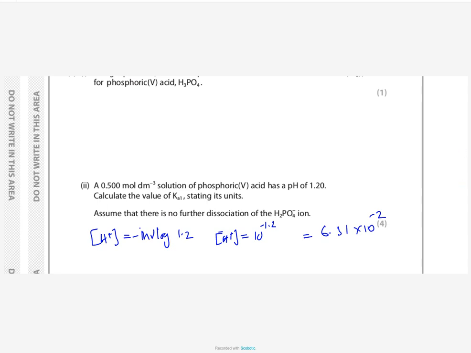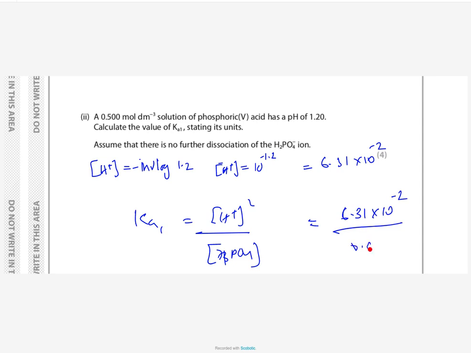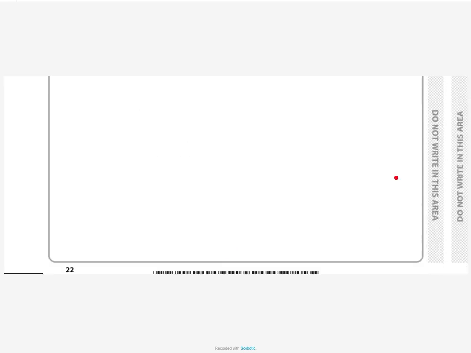So Ka1, substitute the values. H⁺ squared over acid concentration. All right, substitute. 6.31 × 10⁻², squared, over 0.5, you can find the Ka. Hold on, this is the acid concentration, the initial concentration of the acid, right? This is 0.5. Can we use this 0.5? Let me check.